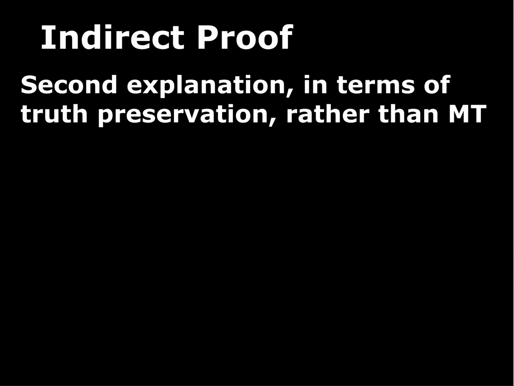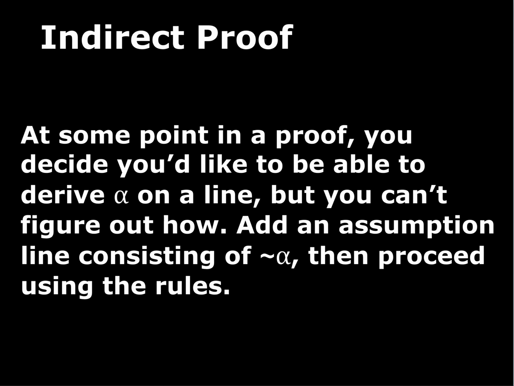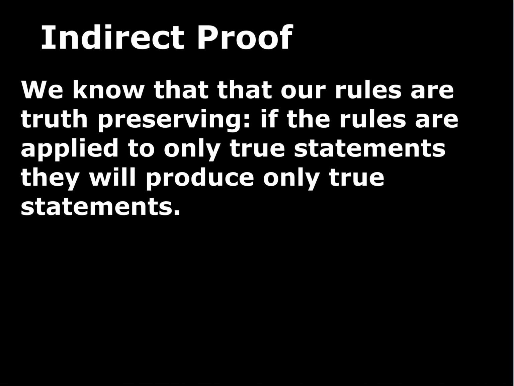Here's another explanation. This is actually a slightly better explanation. Not that the other one's wrong, it's just this one's a little bit better. It's in terms of truth preservation. So think of it this way. At some point in a proof, you decide you want to be able to derive alpha, but you don't know how. So far, just the same. You add an assumption consisting of the opposite of what you want, not alpha, and you use the rules. Now we know the rules are truth preserving, which means that if you apply them to statements that are all true, you're only going to be able to produce true statements.